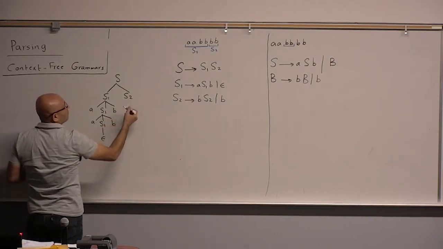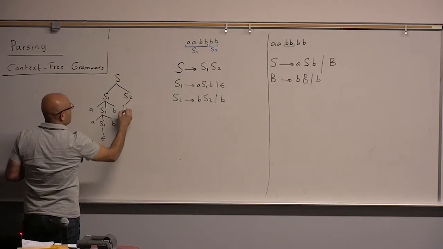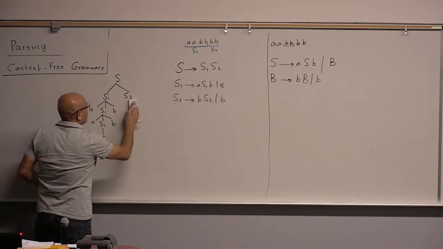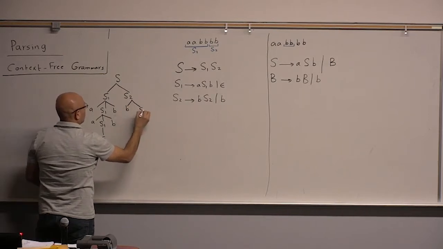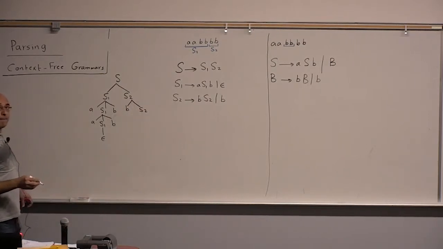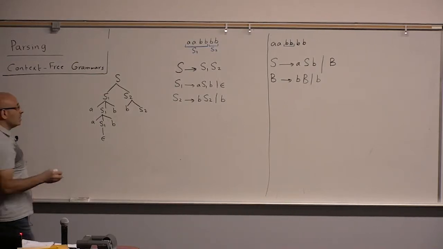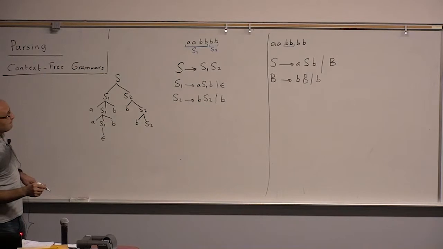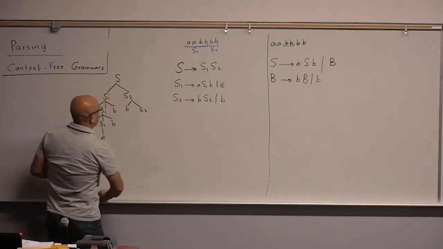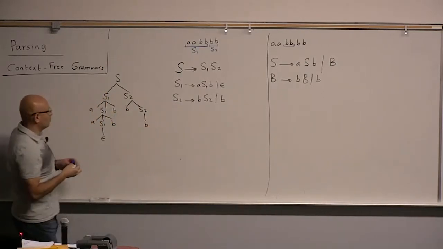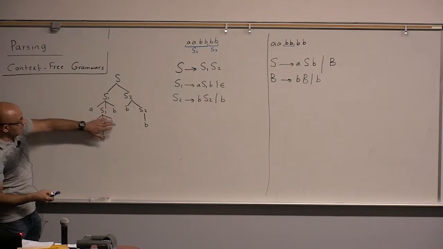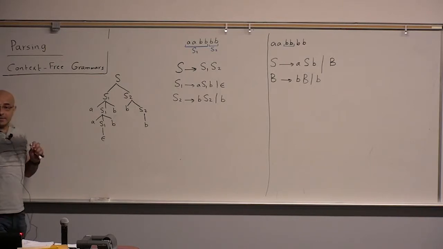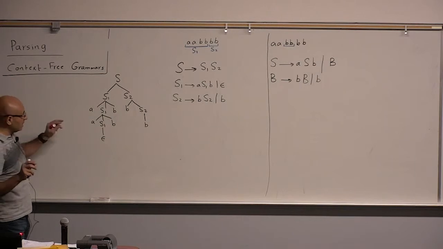Then we derive for S2, we can have B S2, BS2, then what should we do? Another BS2. Oh, sorry, we only need one B, so we have to substitute one B. So now this gives us an equal number of A's and B's, and this gives us two extra B's.